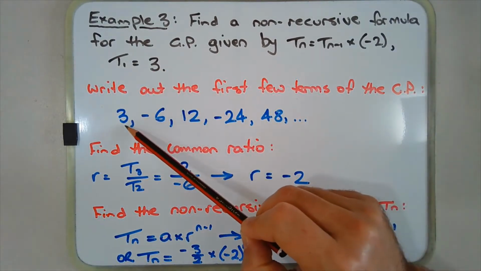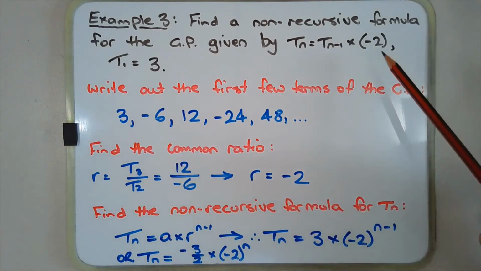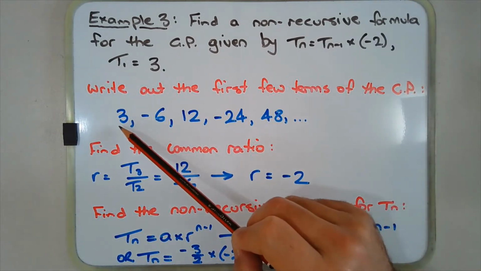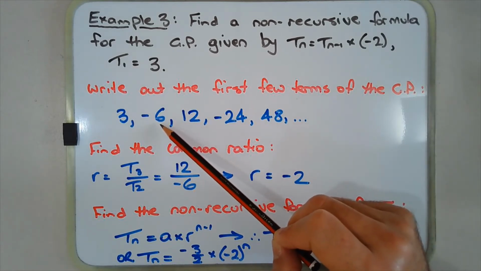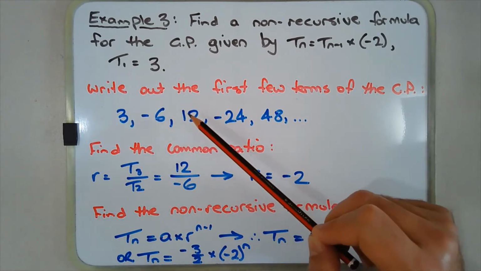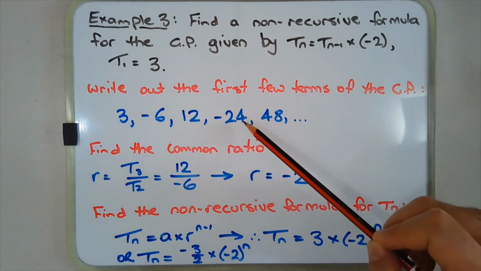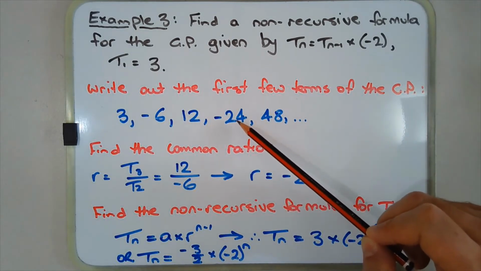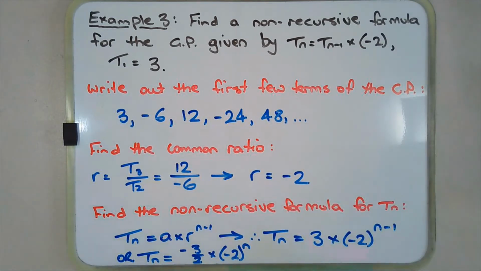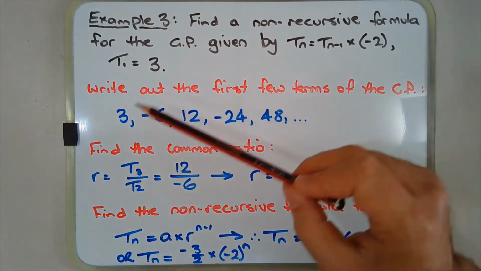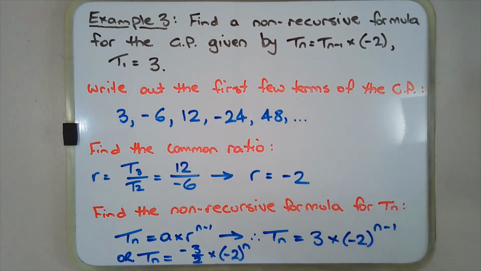So starting off with 3, to get to the next term, we multiply by negative 2, so 3 times negative 2 equals negative 6, negative 6 multiplied by negative 2 is positive 12, positive 12 multiplied by negative 2 is negative 24, and negative 24 multiplied by negative 2 is positive 48. So notice that you get like an alternating pattern here, positive, negative, throughout this GP. And that's a hallmark of any GP that has a negative ratio, in fact.